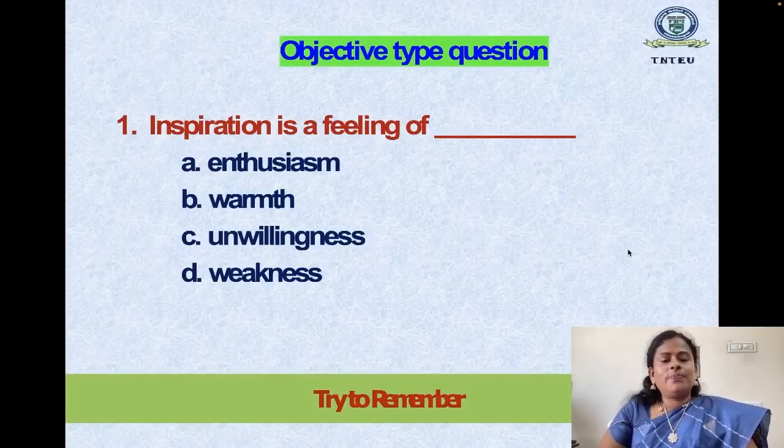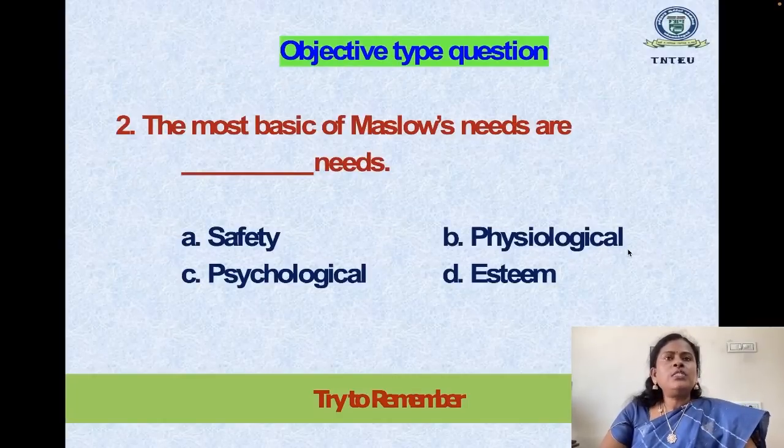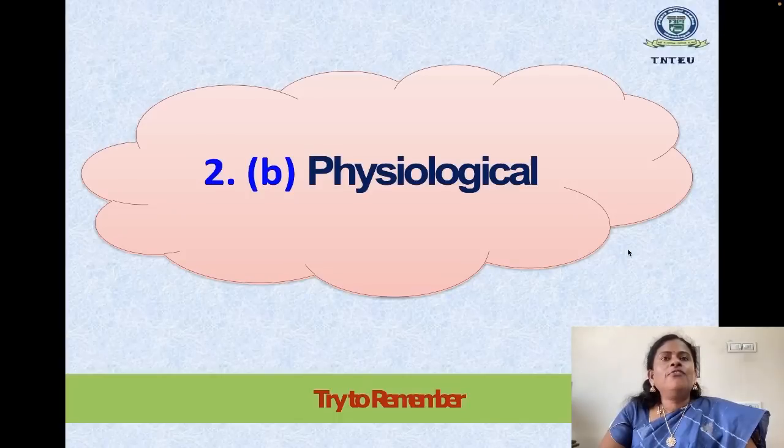Objective type questions. First question. Inspiration is a feeling of dash. Option A, enthusiasm. Option B, warmth. Option C, unwillingness. Option D, weakness. Try to remember. The answer is option A, enthusiasm. Question number 2. The most basic of Maslow's needs are dash needs. Options: option A, safety. Option B, physiological. Option C, psychological. Option D, esteem. Try to remember. The answer is option B, physiological.